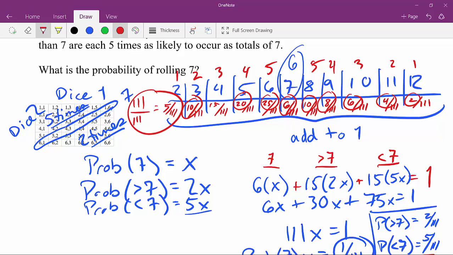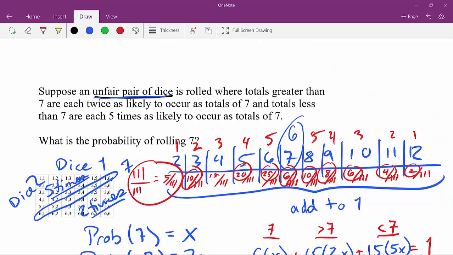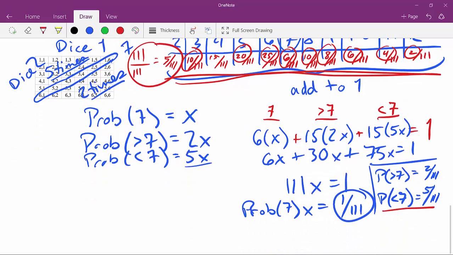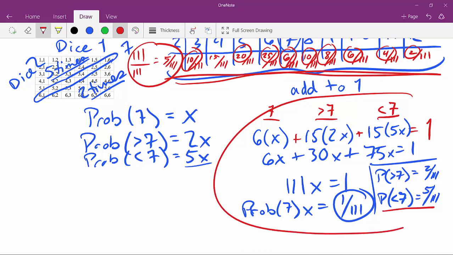Okay. So to answer the original question here, what's the probability of rolling a 7? That's the easy answer. Filling out this probability distribution table is a little bit more complicated, but can be done with really just a little bit of algebra. As usual, if you have any questions, please let me know.